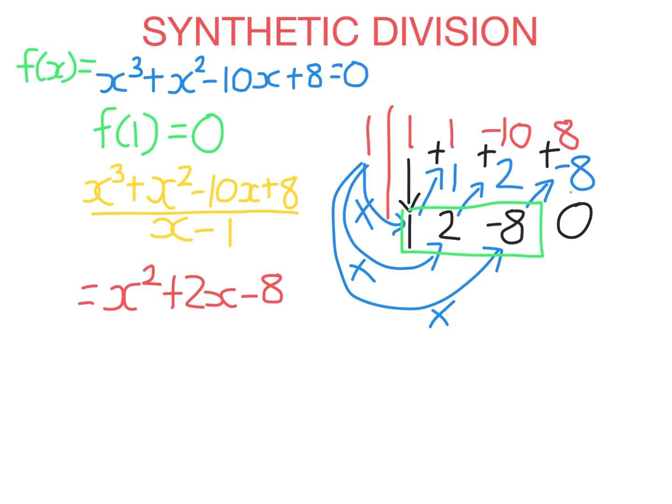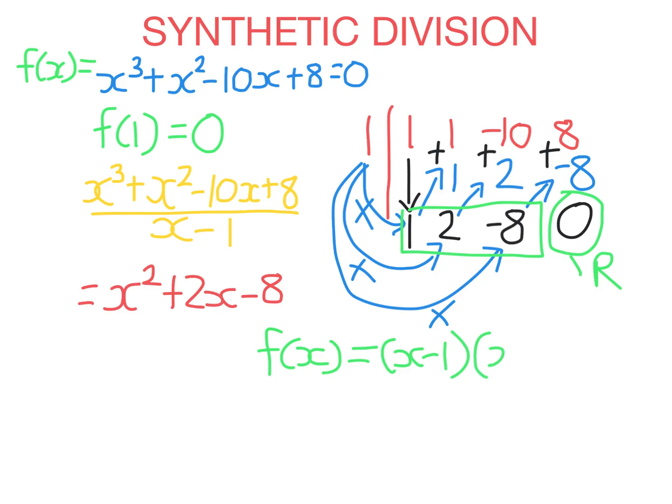This last number here, you might be able to tell, is the remainder of the whole division. And it should be 0 because we know that x minus 1 is a factor. So what have we found? We found that f of x, which was this original cubic polynomial, can be written as x minus 1 multiplied by this quadratic that we just calculated, x squared minus 2x minus 8.